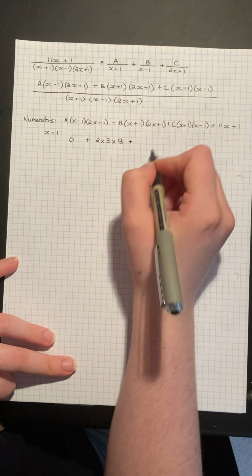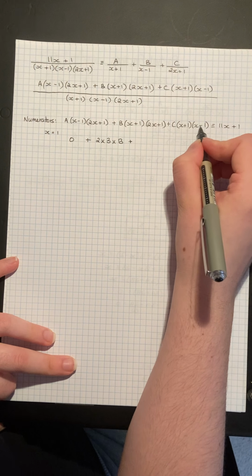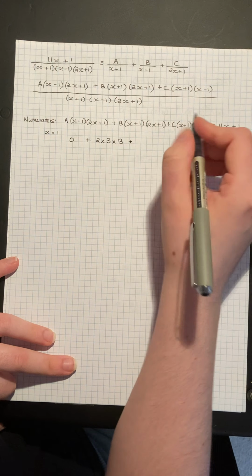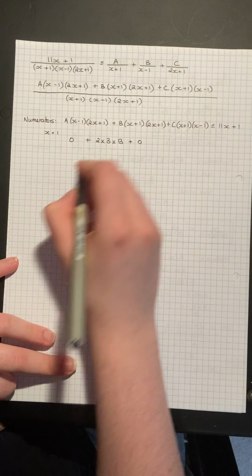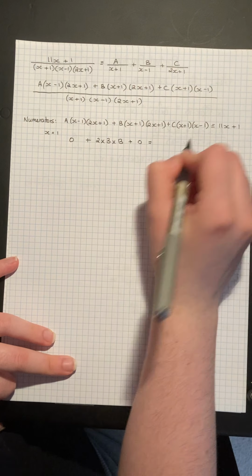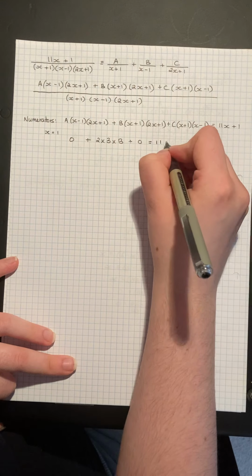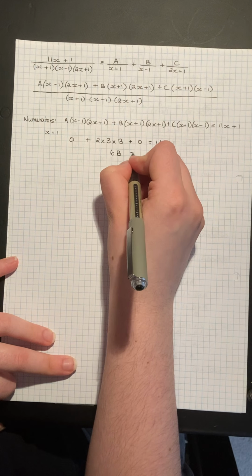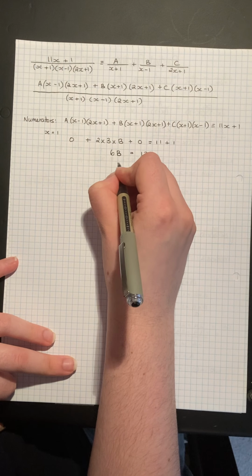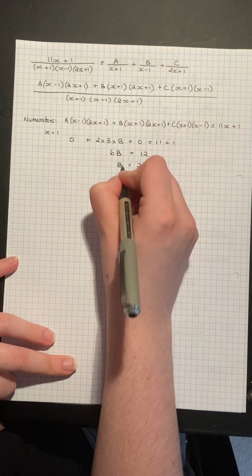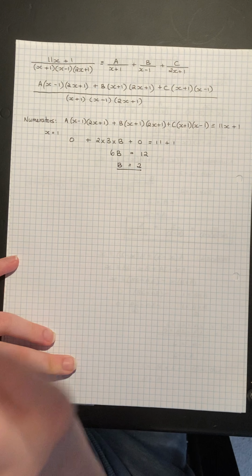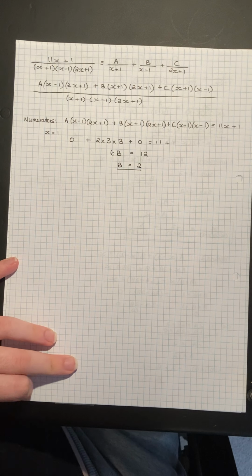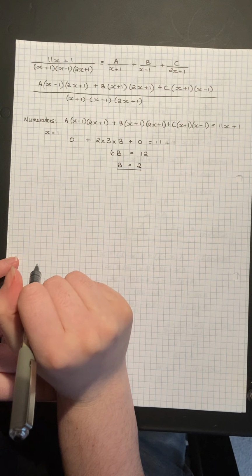Then with c, that's going to be 2, but then 1 minus 1, that's going to be 0. So that whole term is going to be 0. And on this side, we're going to have 11 times 1, so 11 plus 1. So simplifying that down, we've got 6b equals 12. So b is 2. Okay, so we've got 1 of our numbers there.